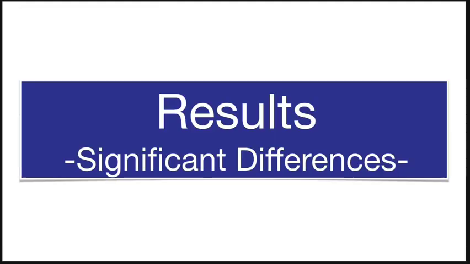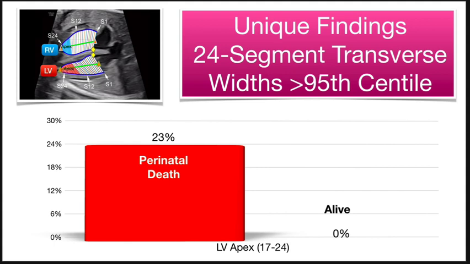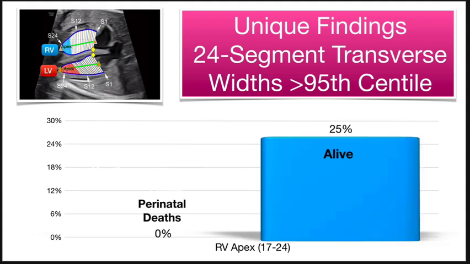Let's now review the results of measurements that demonstrated significant differences between fetuses who had a perinatal death and those that survived the neonatal period. The 24-segment transverse widths located at the apex of the left ventricle that were greater than the 95th centile were only present in fetuses with perinatal deaths. The 24-segment transverse widths located at the apex of the right ventricle that were greater than the 95th centile were only present in fetuses who were neonatal survivors.